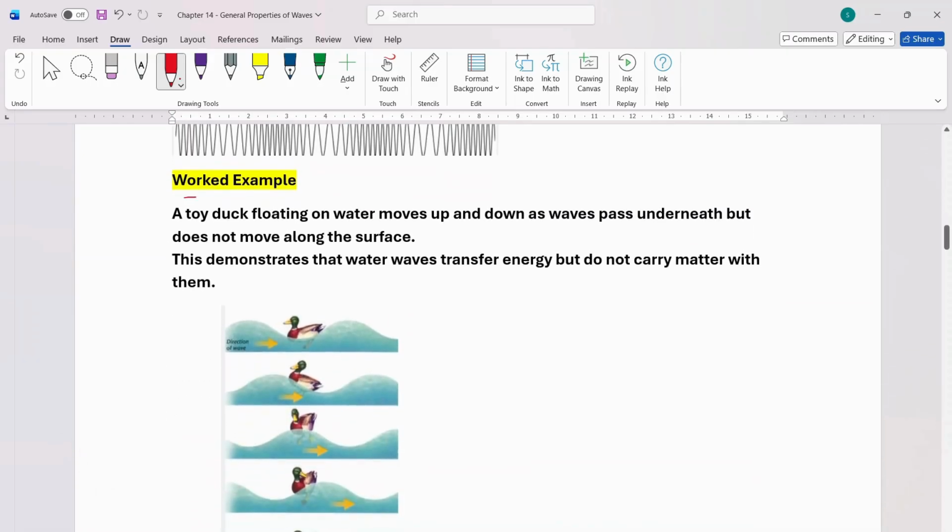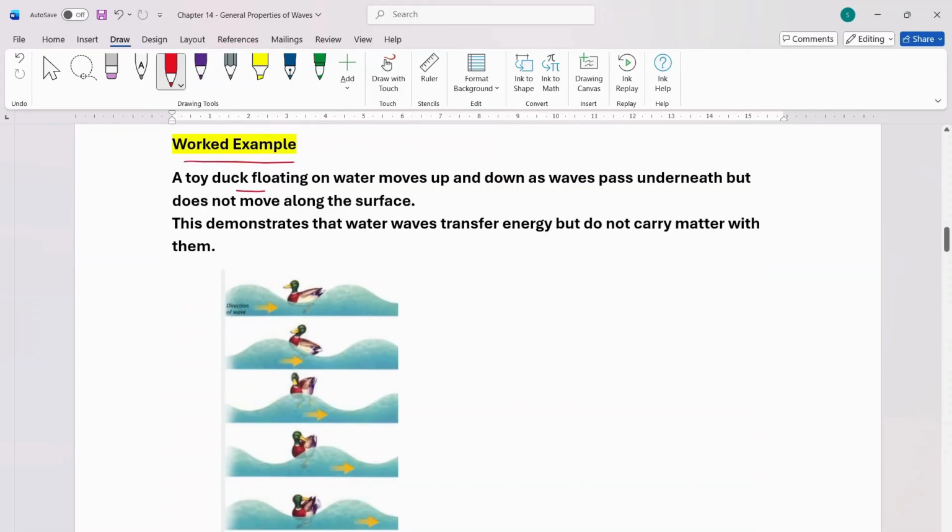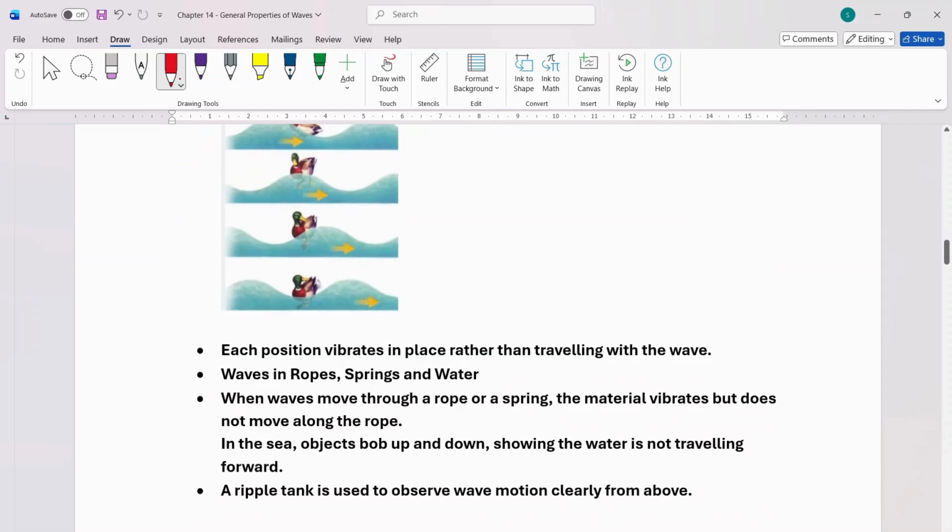Here there is one worked example. A toy duck floating on water moves up and down as waves pass underneath but does not move along the surface. This demonstrates that water waves transfer energy but do not carry matter with them. Each position vibrates in place rather than traveling with the wave.